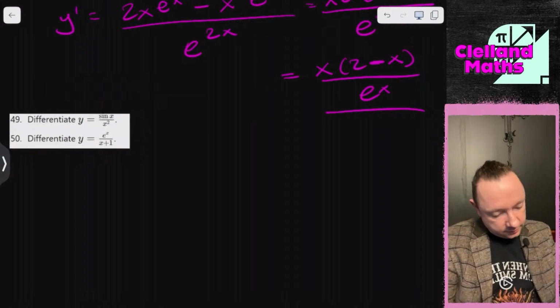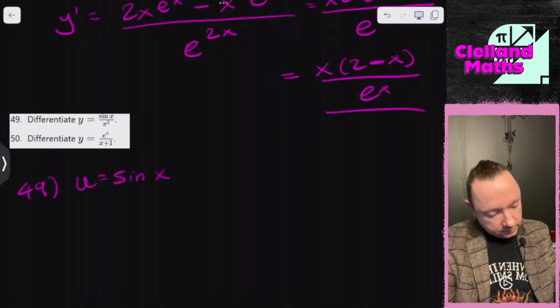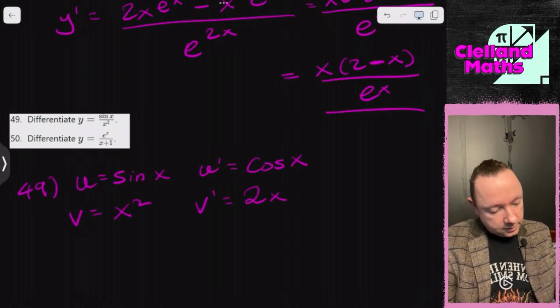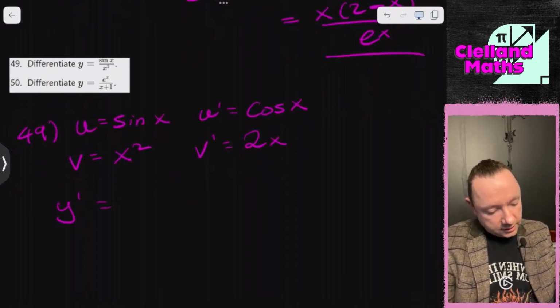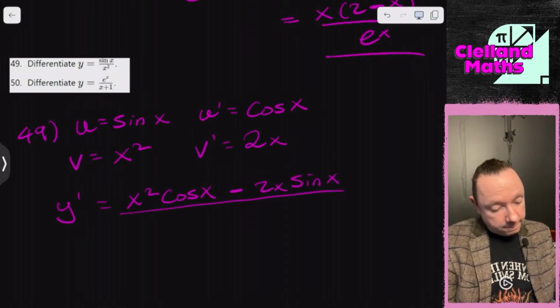Sin x over x squared for 49. So u is sin x, u dash is cos x, and then we're on v. v is x squared, and v dash is 2x. So y dash is v u dash, x squared cos x, minus u v dash, 2x sin x, over v squared, which is x squared squared, which is x to the 4.